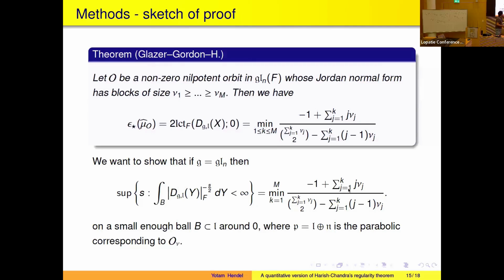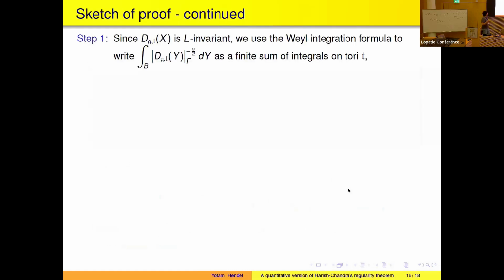And recall that the log canonical threshold of DGL was defined as the largest number such that this expression without the over 2 converges, but because I multiplied by 2, I need to divide by 2. So really, this is what I want to show. I want to show this equality. And all this should happen on a ball small enough contained in this Levi subalgebra L, because the DGL is a function on it.